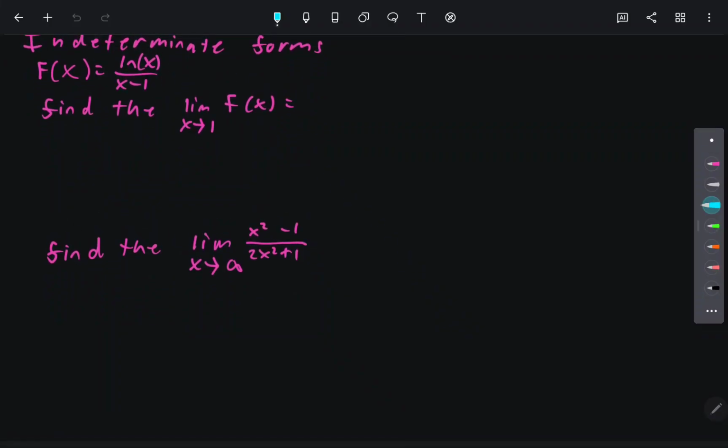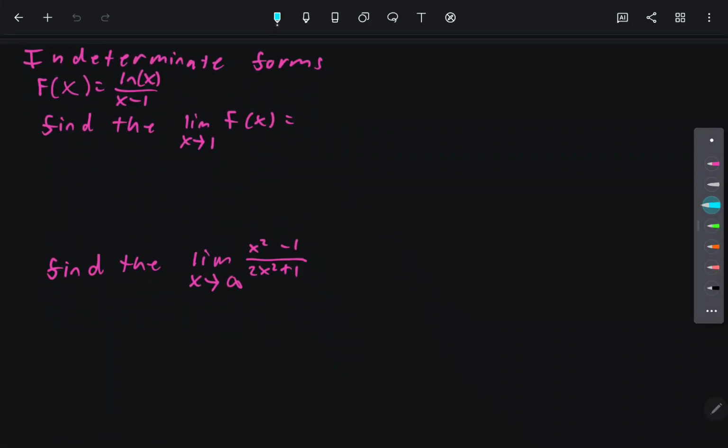But sometimes we don't have limits that work out prettily. For example, let's look at the function f of x. So f of x is defined as the natural log of x divided by x minus 1. So let's real quickly take a look at this limit. So we're taking the limit as x approaches 1 of the natural log of x divided by x minus 1. Well, if we plug in 1, we can see that this is going to be a 0 over 0.